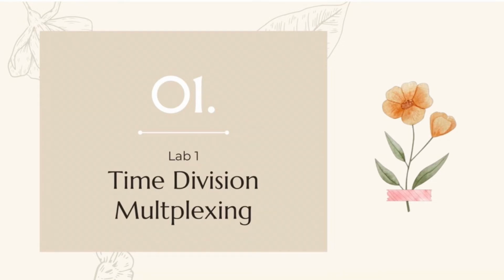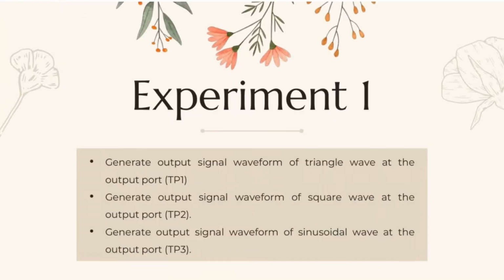For experiment 1, we need to generate the output signal waveform of triangle wave at output port TP1, then square wave at the output port TP2. And lastly, we need to generate output signal waveform of sinusoidal wave at the output port TP3.